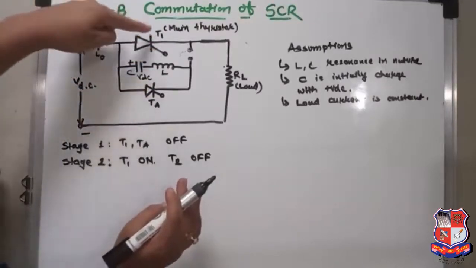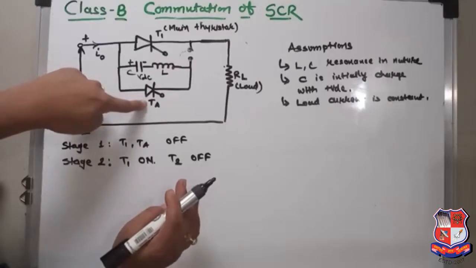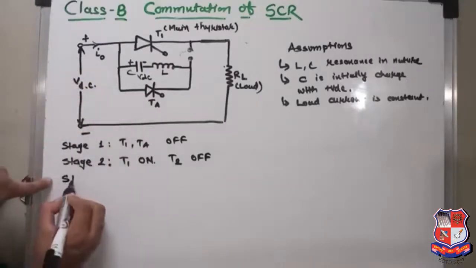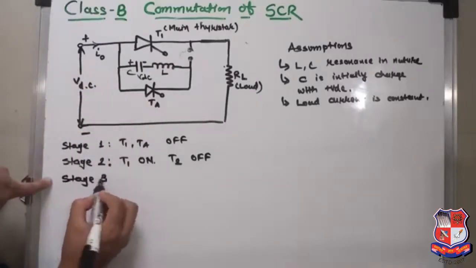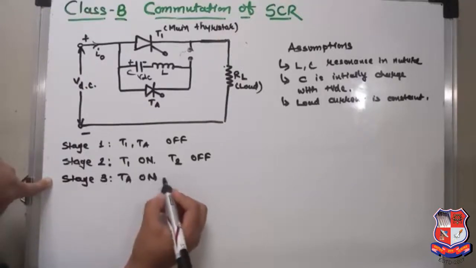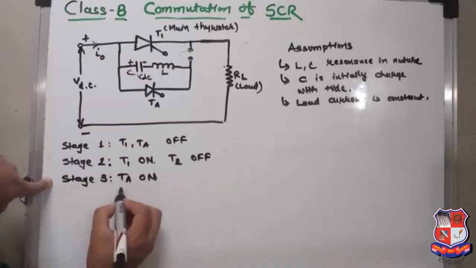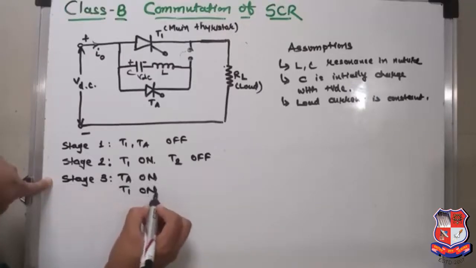When you are going to turn off this thyristor, at that time TA is turned on by applying a gate pulse. So in stage number 3, TA is also on by applying a gate pulse, and T1 is also on. So T1 and TA are both in the on condition.